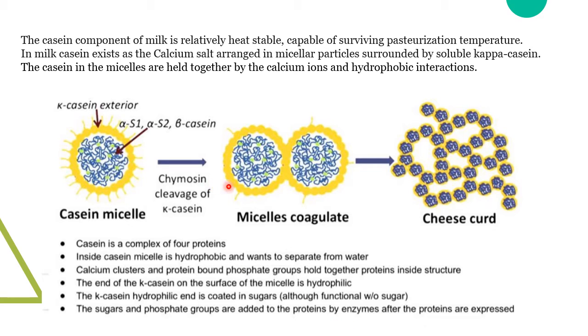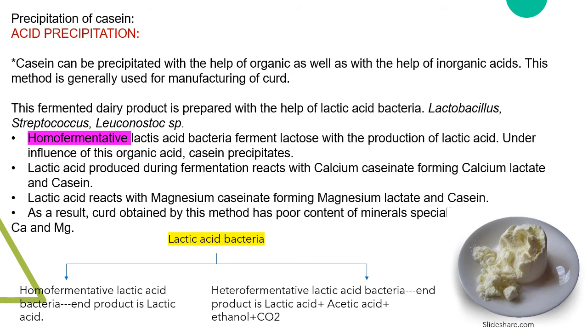Okay, so this was about how cheese curd formation or casein precipitation takes place. This was by the mechanism of enzyme. Okay, enzymatic precipitation. Example is here rennin or chymosin cleavage of kappa casein. Right? Don't confuse, because we are going to study 3 different types of precipitations.